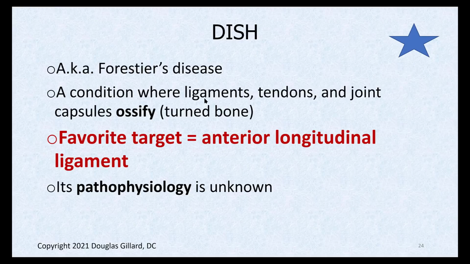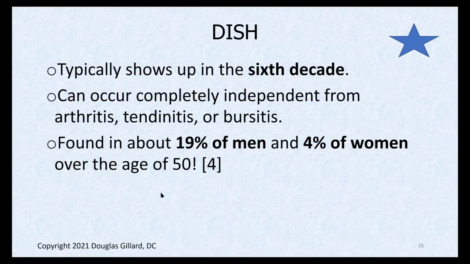It's a condition that loves the anterior longitudinal ligament, but the patellar ligament can sometimes turn to bone. Other ligaments can turn to bone too. It's not just the anterior longitudinal ligament. The pathophysiology, the deep mechanism of why this happens, we don't understand why it turns to bone in this day and age. Typically it shows up in people in their 50s.